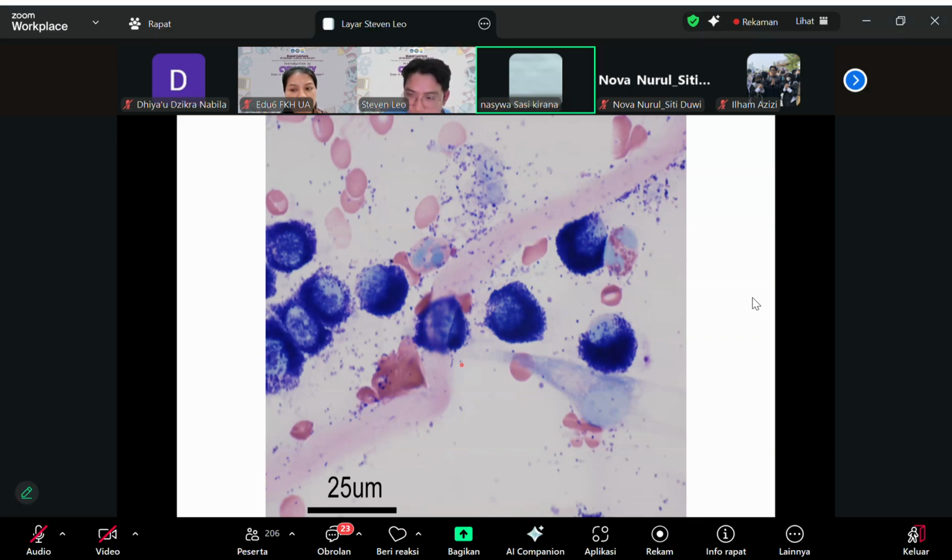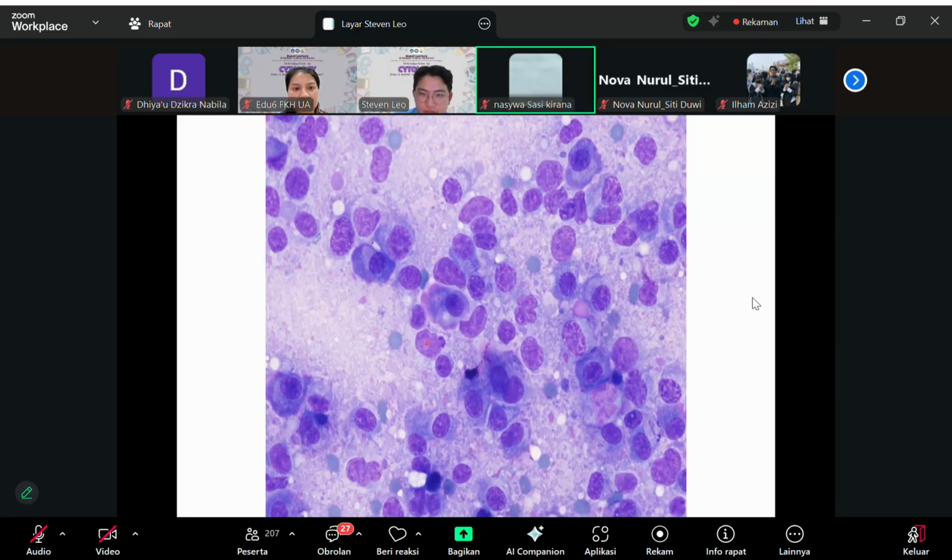I think they have granules. Yes, granules, correct. So it must be what? The granules are purple. Mast cell, because the melanoma is more black. And then how about this one?